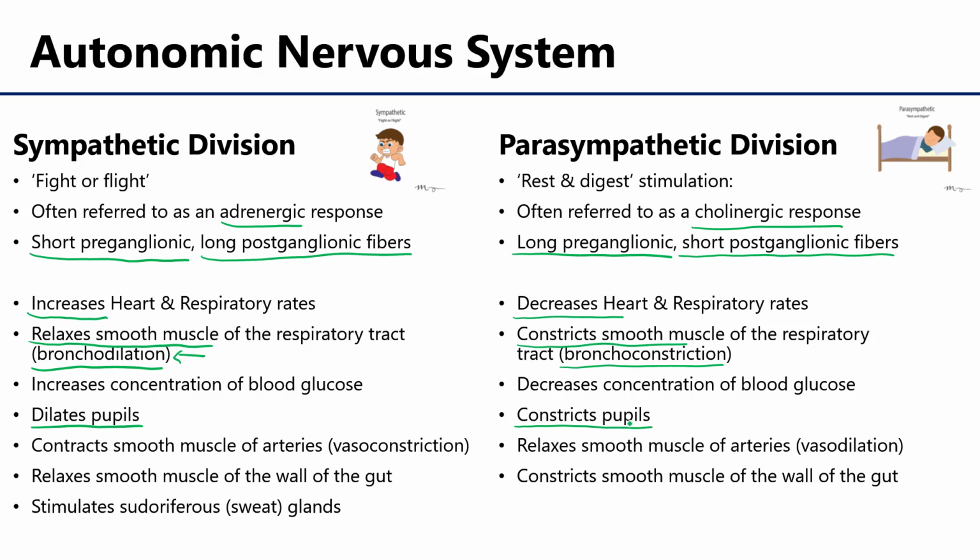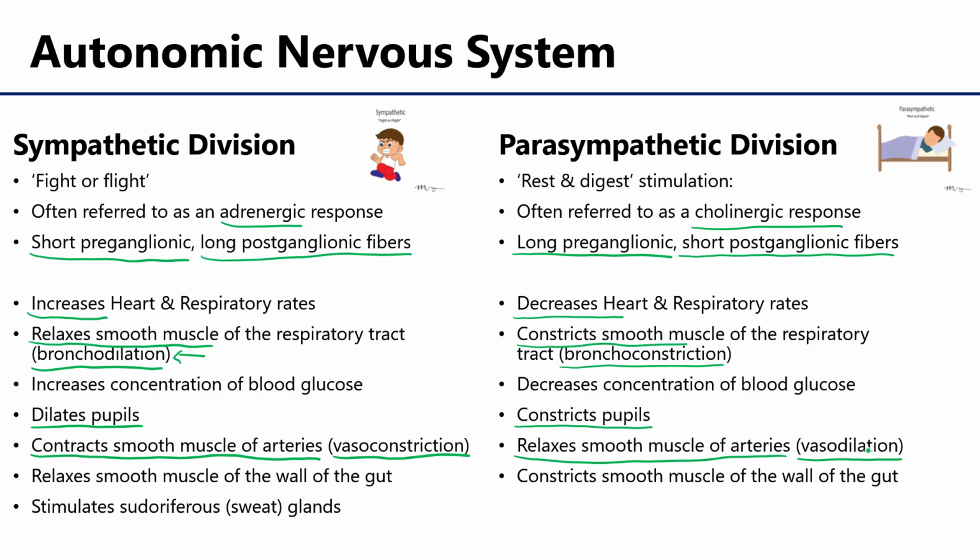So if you're looking within a person's eyes and their pupils are dilated, they're probably more agitated. If they are constricted, they're probably a little more relaxed. The sympathetic division is going to have a constriction effect on muscles of the arteries, so that's known as vasoconstriction, whereas the parasympathetic stimulation will relax that smooth muscle of the arteries, which leads to vasodilation generally throughout the body.